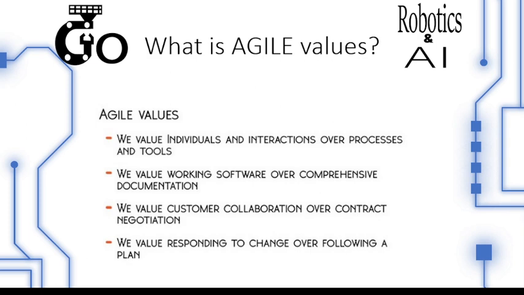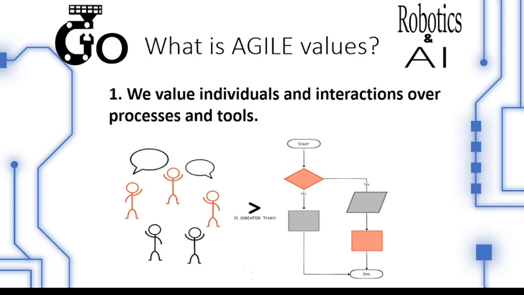What do they really mean? Let's see one by one. The first one: we value individual and interaction over process and tools. In this value, the suggestion is that the agile team should concentrate more on individuals and persons rather than the process or tools. If the team follows the right process and tools, but has no individual or person that can use that process and tools, the team will end up in failure.